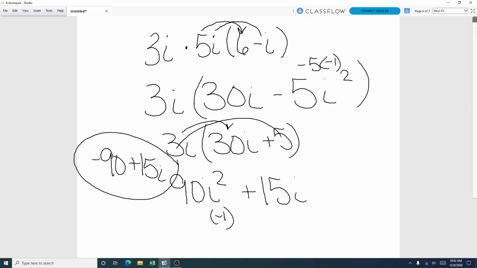All right. So this is what we're doing today: multiplying, multiplying, multiplying. All right. Hopefully you'll finish in class today.